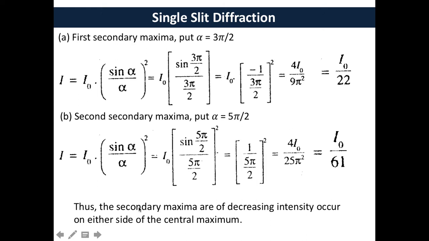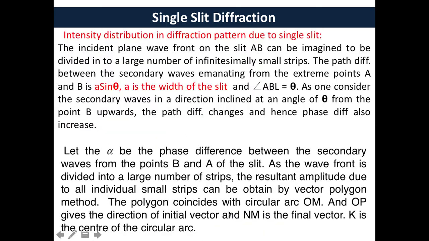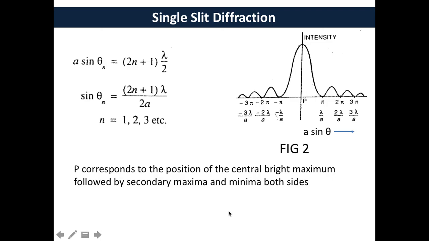Thus the secondary maxima are of decreasing intensity and occur on either side of the central maximum, which you can understand again from figure 1. So this is the secondary maxima 3 pi by 2, this is the second secondary maxima 5 pi by 2, this is 7 pi by 2. So it continuously decreases.